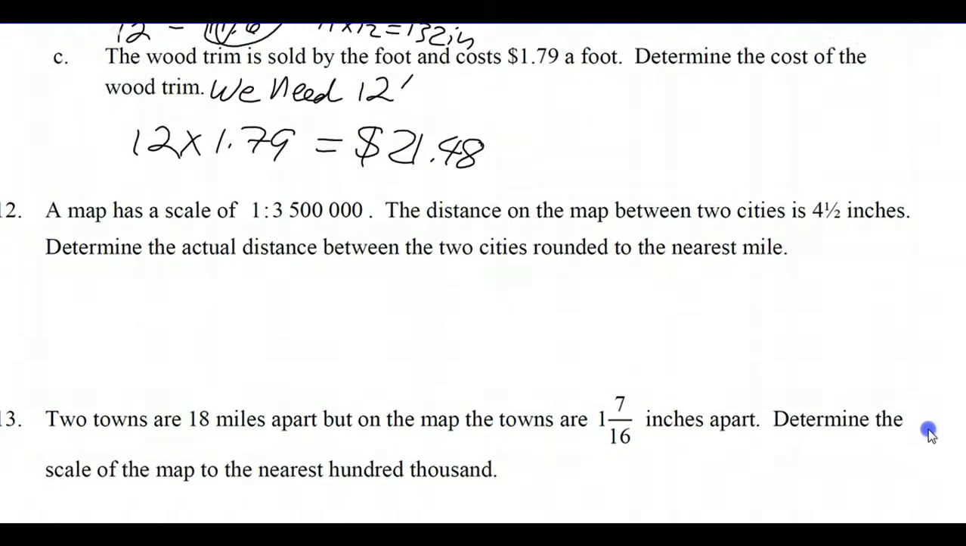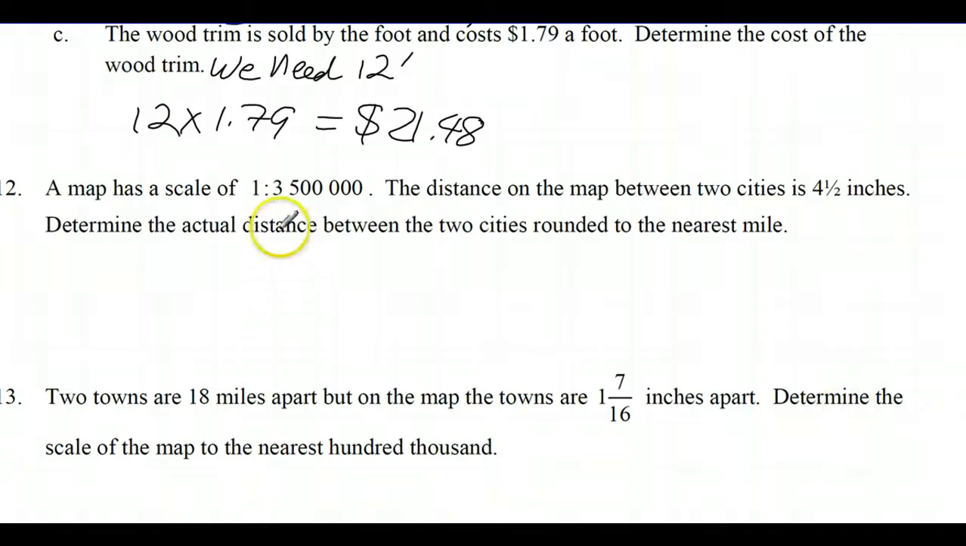Maps. Maps have scales. And what the scale means is that a distance of 1 unit on the map is equivalent to 3,500,000 units on the ground. Doesn't matter what these units are. If it's 1 foot on the map, it's 3,500,000 feet. If it's 1 centimeter on the map, it's 3,500,000 centimeters. These are just in the same measuring system.